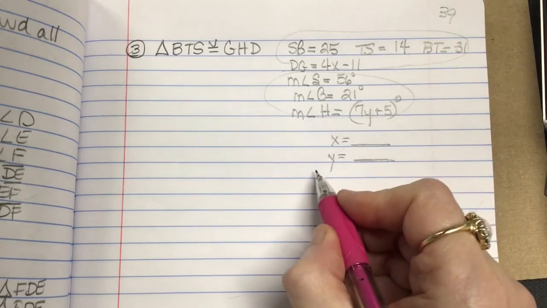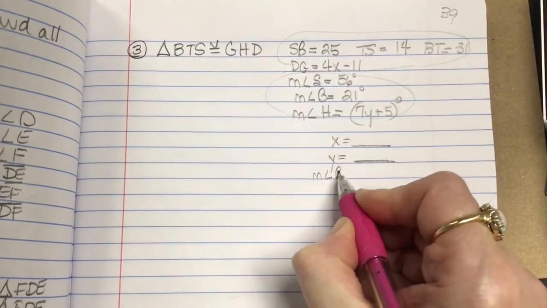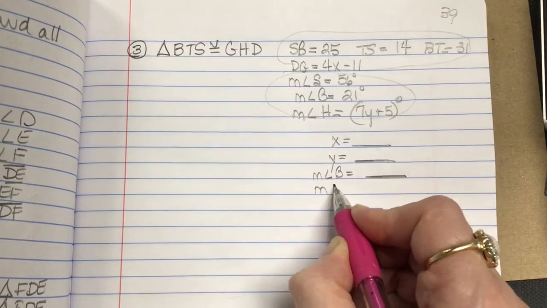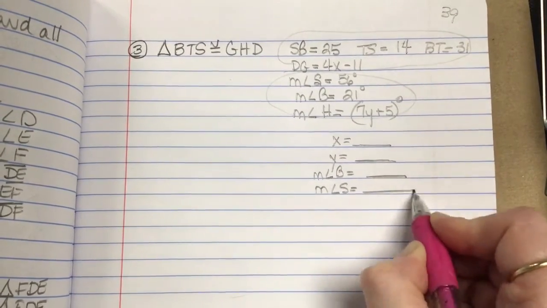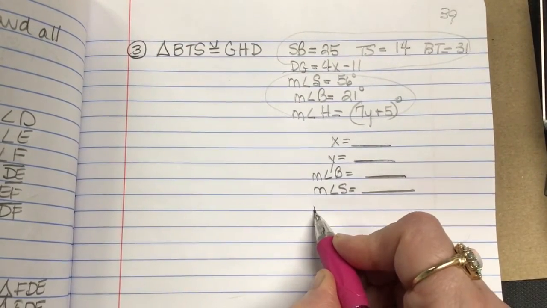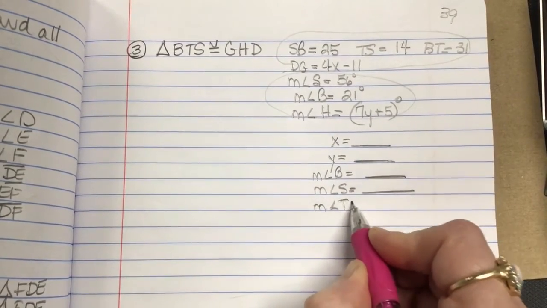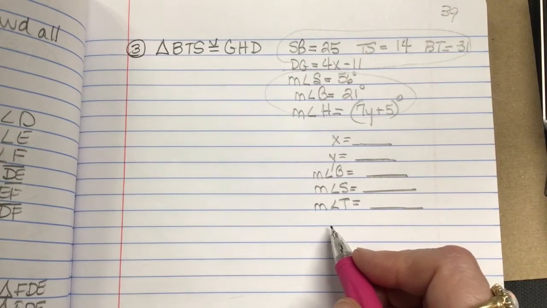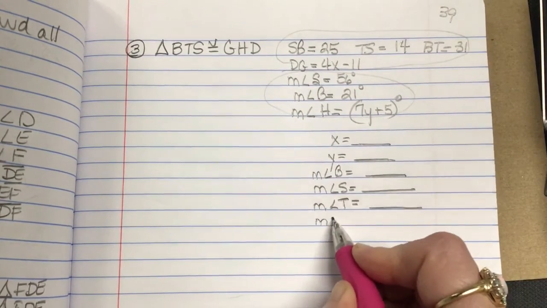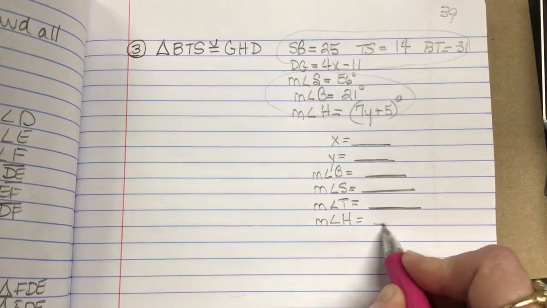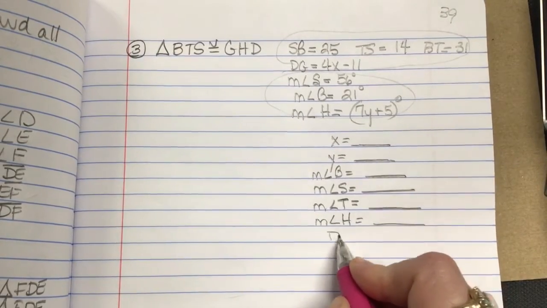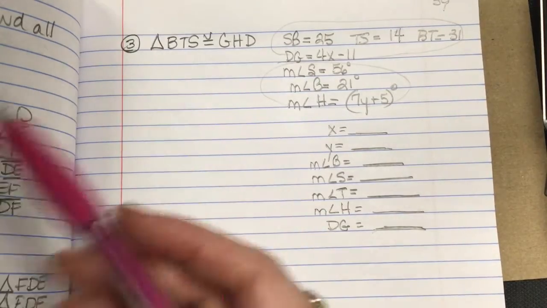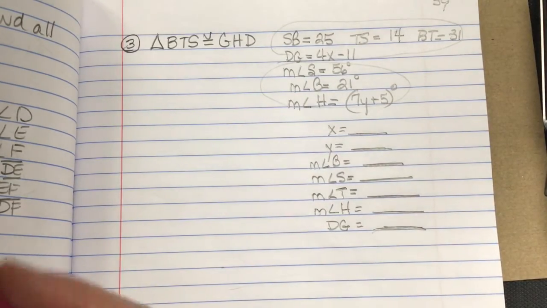I've got what is the measure of angle B, and what is the measure of angle S, what is the measure of angle T, and what is the measure of angle H, and then I have what is the measure of segment DG. Now, if you want to draw pictures, we could do just like we did for number 1. It's nice to have a geometer.